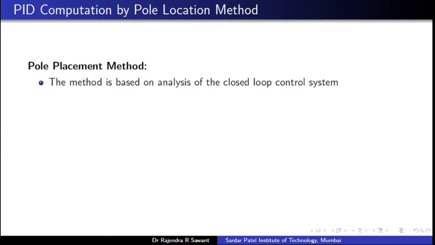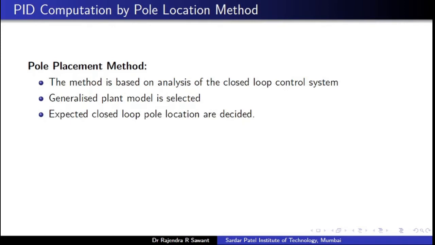Now we shall discuss PID computation by the pole location method. In this pole placement method, the method is based on analysis of the closed loop control system. Mathematically, the closed loop control system is analyzed. A generalized plant model is selected in transfer function form. Expected closed loop pole locations are decided. So we have to decide what the expected pole locations are after applying the PID compensator.